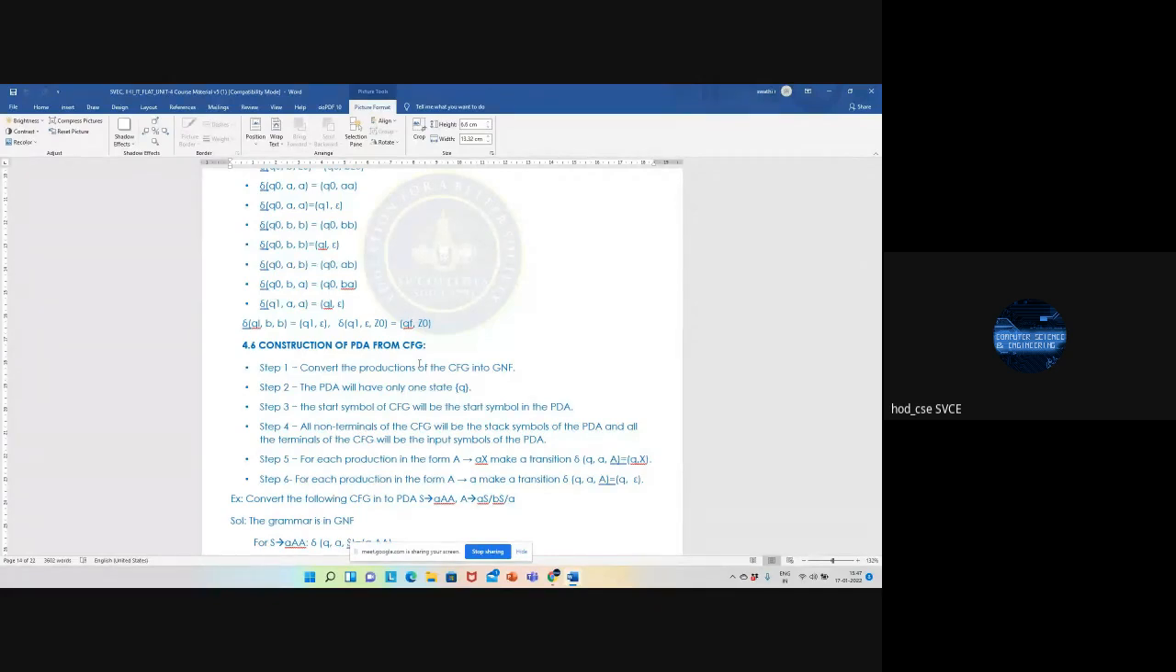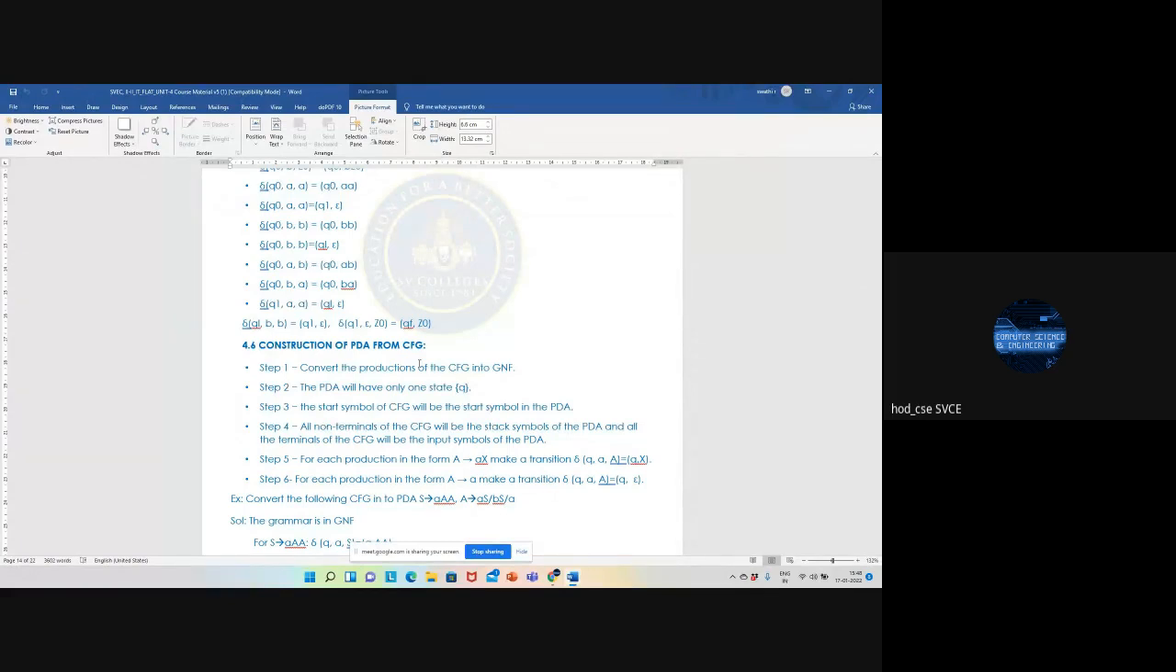If the given context-free grammar is not in Greibach normal form, we have to convert the given productions of the context-free grammar into GNF. Already we had seen the procedure for how to convert the given context-free grammar into Greibach normal form, in the previous classes.